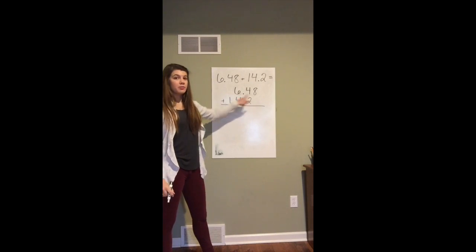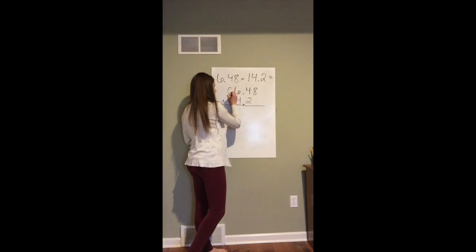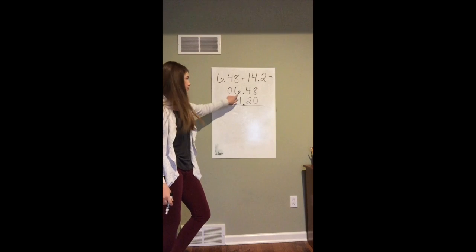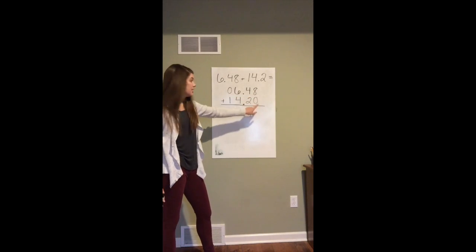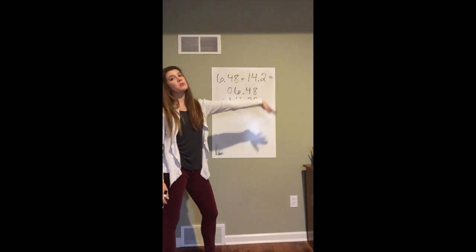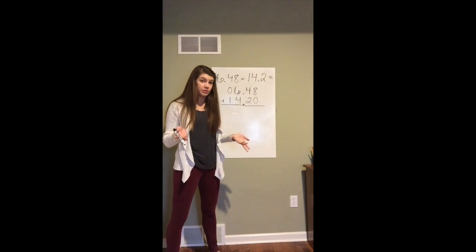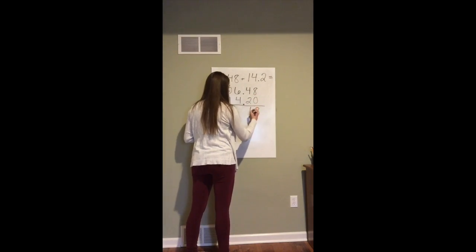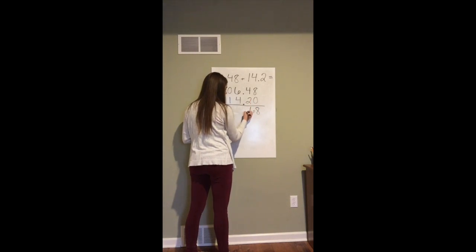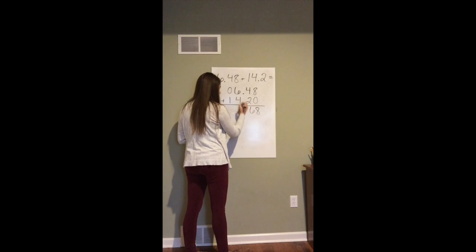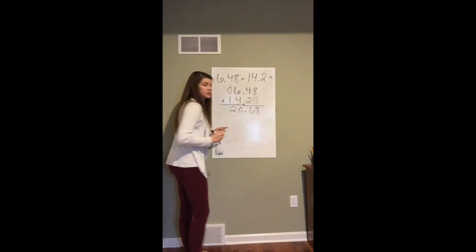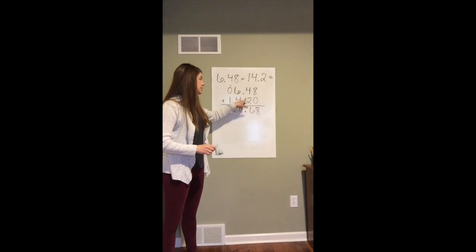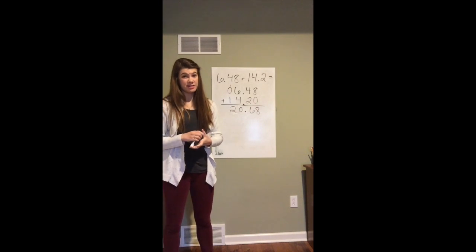If these blanks are bothering you, you can just write a 0 in. We know that this 0 is not going to change the fact that this number is still 6 and 48 hundredths. We can add as many zeros as we want at the end of a decimal, and it doesn't do anything to the value of the number. So now we can just add: 8 plus 0 is 8, 4 plus 2 is 6, carry down my decimal point, 6 plus 4 is 10, 1 plus 1 is 2. So my answer should be 20 and 68 hundredths. Make sure these decimal points are stacked up or else you get a completely incorrect answer.